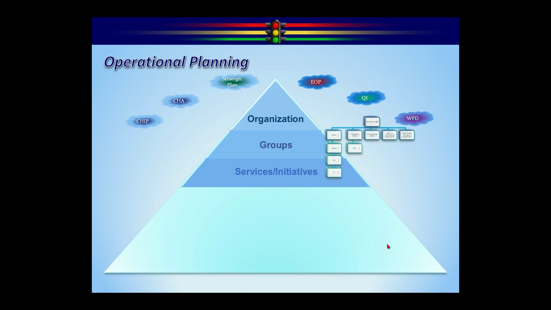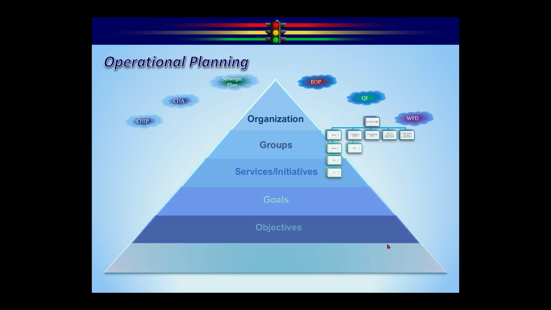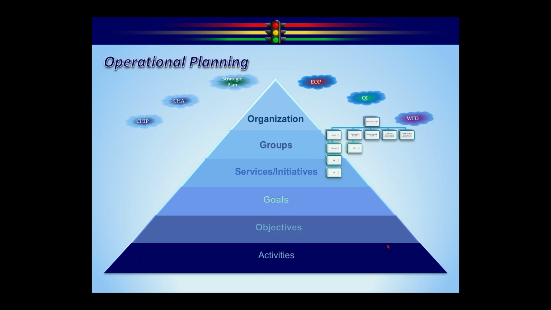Initiatives are future programs you're trying to roll out. So maybe there's some things that you're trying to do in the future. You want to put them in and plan for them and then be able to execute those plans. Each service or initiative has a set of high-level goals. Each high-level goal has a set of SMART objectives, and each SMART objective has a set of activities.